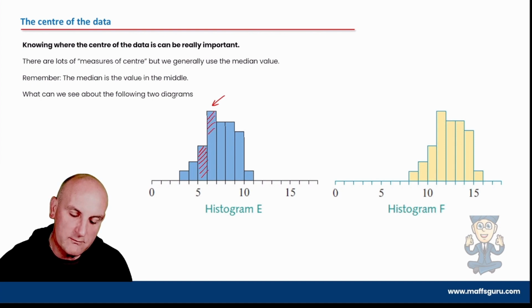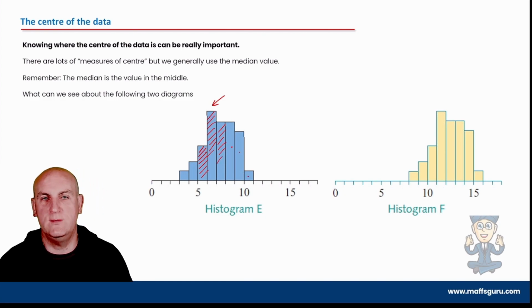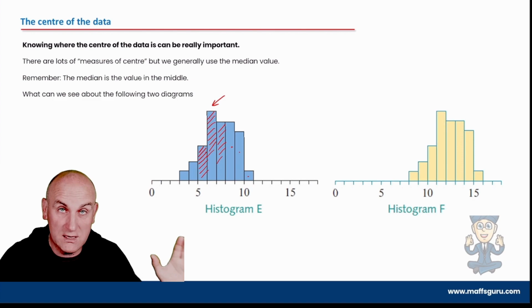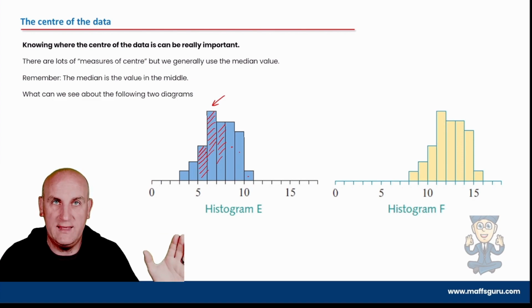There are a certain number of 6s. There are a certain number of 7s and 8s and 9s and 10s. So a histogram is just showing you a different way of interpreting the data. But if we were to put all of these in an order, we would have just loads and loads of numbers in a list. Could we find that middle number?